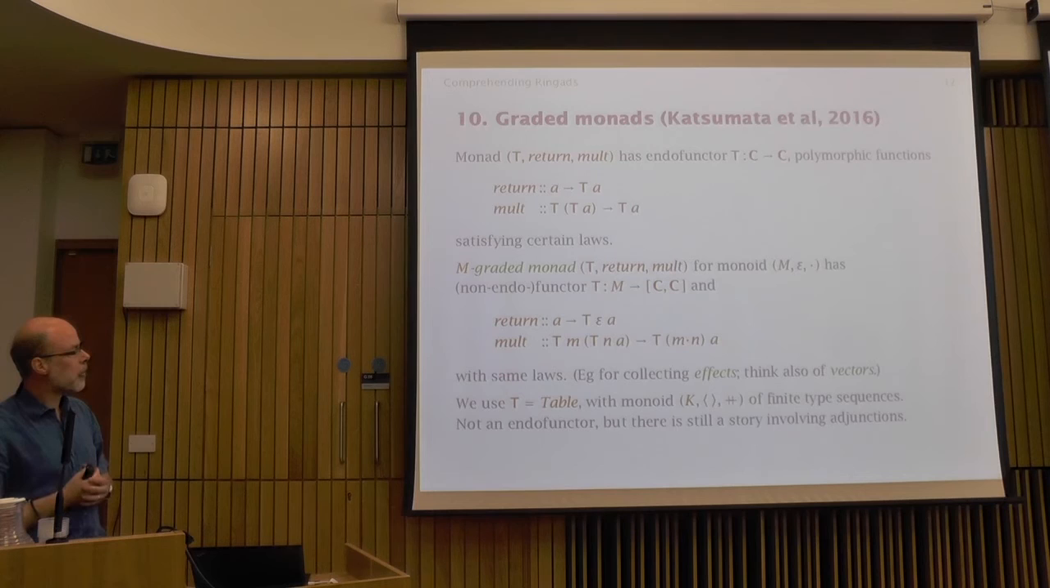Now, Katsumata introduced these for thinking about effects in the sense of computer science, and the indexing is by collections of effects. A very simple example is with vectors. So here, think of the monoid of natural numbers where the unit is 1 and the binary operator is multiplication. Return takes an A and gives you a vector of length 1 of A's. And mult is the operation that takes a vector of vectors and makes a vector. It takes a vector of length M of vectors of length N of A's, and makes a vector of length M times N of A.